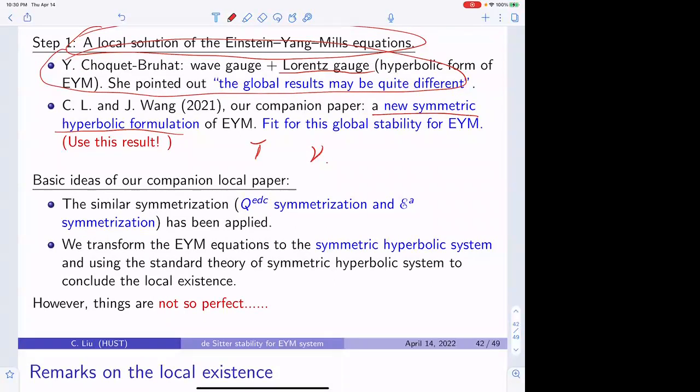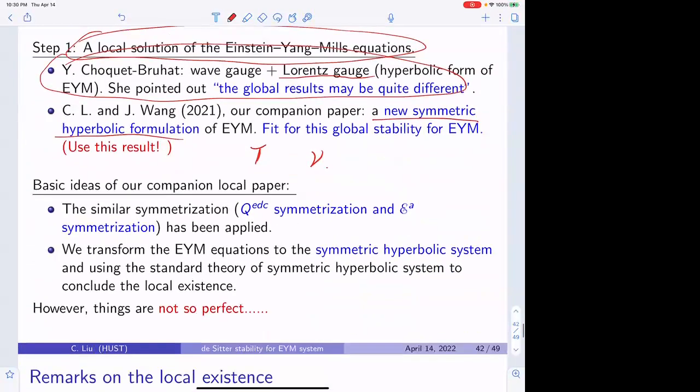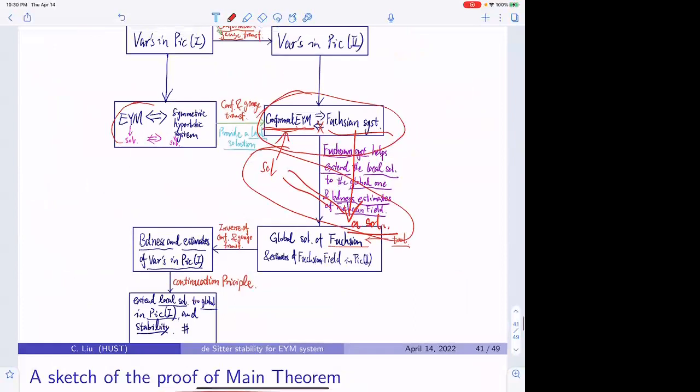So simply speaking, we only need the time direction to be slightly different from the time direction in the long time scheme. If you choose that time direction to do the 3+1 decomposition, then the Einstein-Yang-Mills equation is totally equivalent to the symmetric hyperbolic equation. Their solutions are the same. So if you have a solution to the symmetric hyperbolic system, then you have already solved the Einstein-Yang-Mills system. That's our idea in that paper.